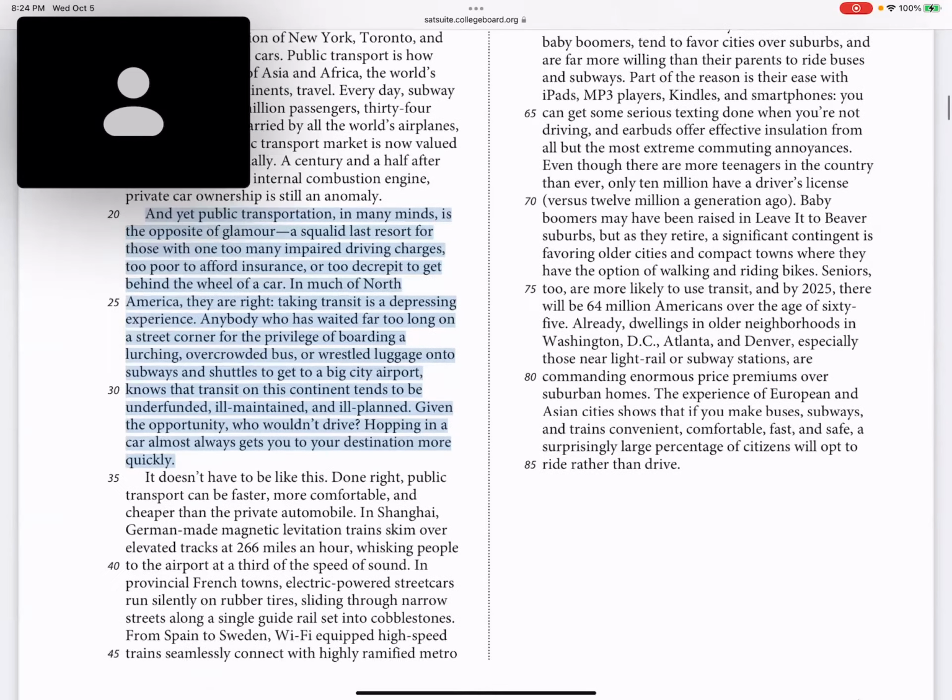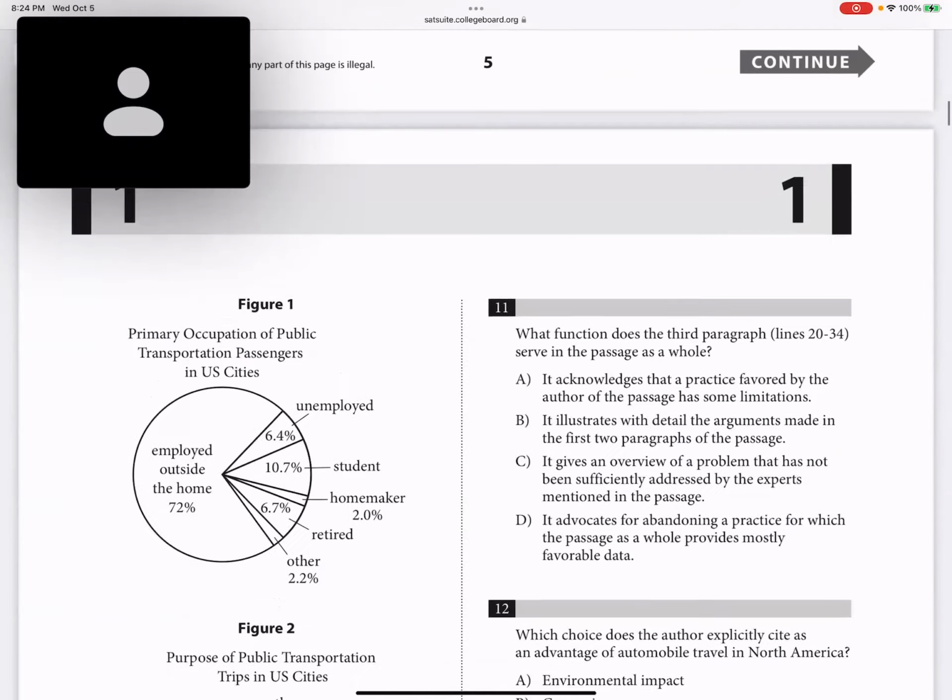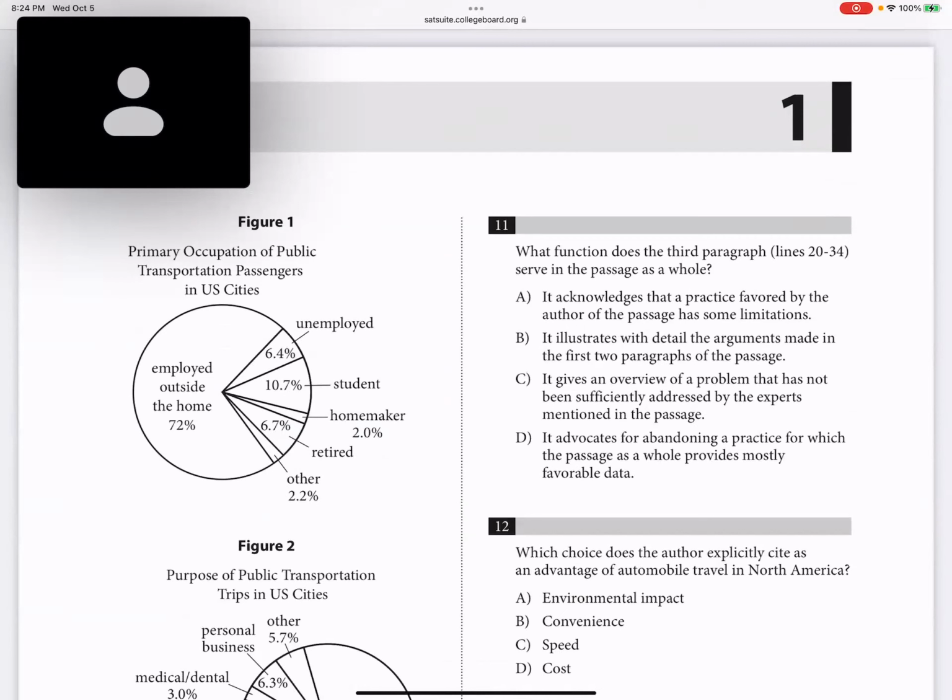All right, I like those answers. Let's jump to 11 and see what it says. It acknowledges that a practice favored by the author of the passage has some limitations; it illustrates with detail the arguments made in the first two paragraphs; it gives an overview of a problem that has not been sufficiently addressed by the experts mentioned in the passage; or it advocates for abandoning a practice for which the passage as a whole provides mostly favorable data. So what was the point of this?